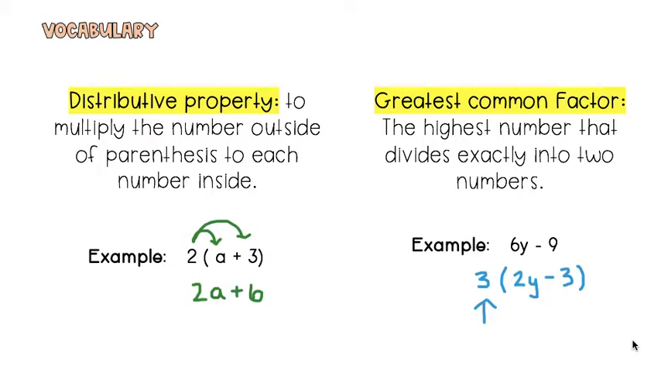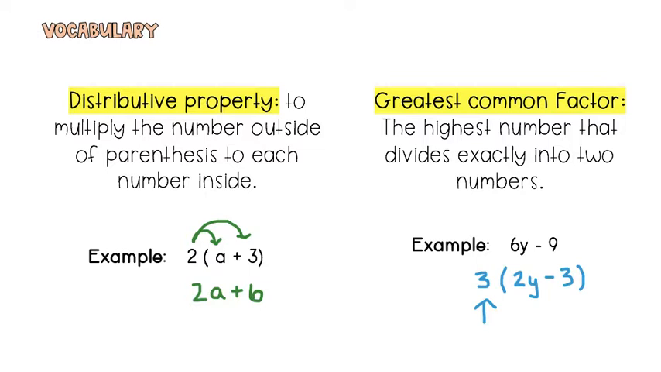The distributive property. That means to multiply the number outside of the parentheses to each number inside. So taking a look at this example here, 2(a + 3), I would multiply 2 times everything that is on the inside, and it would result in 2a + 6.